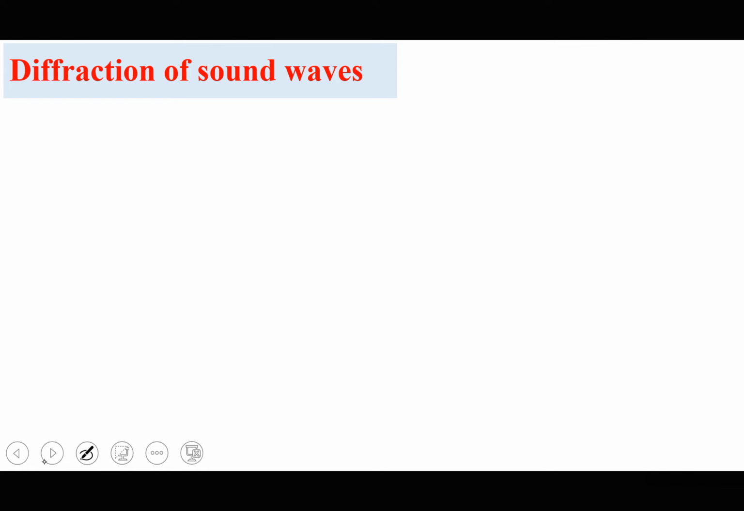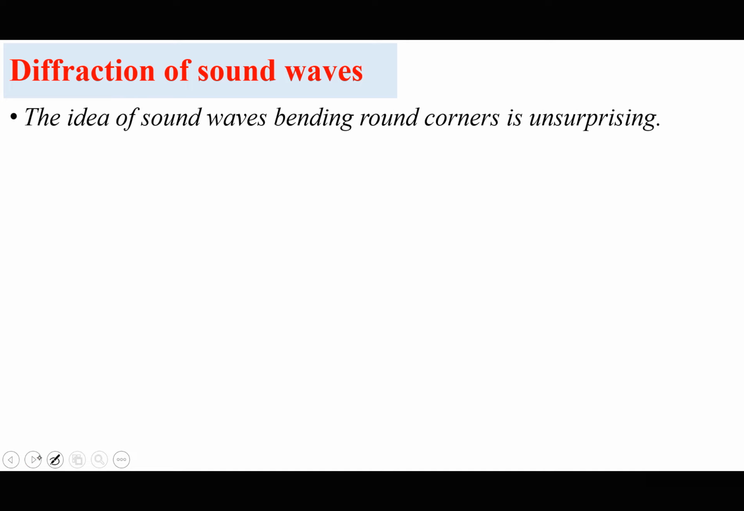So nothing changes when diffraction occurs because, one, the wavelength does not change, and two, the frequency of the waves depends on the source. If the source doesn't change its frequency, the frequency of the waves also does not change. And from v = λf, it means that v also remains the same. So, diffraction of sound waves. The idea of sound waves bending around corners is not surprising at all.